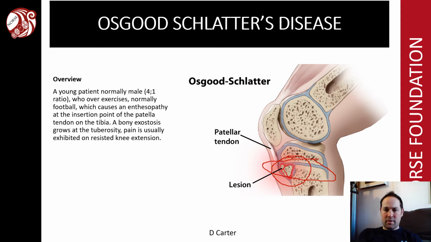Now, specifically, if you look at my slightly smaller circle, you can see the tibial tuberosity. And what happens is that the patella tendon attaches onto that. And as you play more and more football, classically, it pulls on that tuberosity and it gets very, very angry.